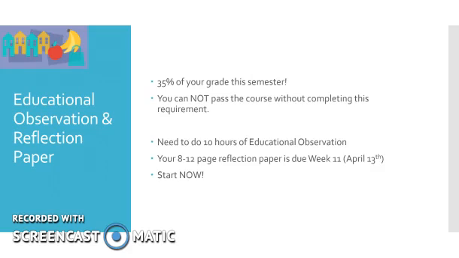The educational observation and reflection paper is one of the big assignments for the course, actually the biggest assignment for the course. It's going to be 35% of your grade this semester, and you cannot pass the course without completing this requirement. You're going to need to do 10 hours of educational observation. Your 8 to 12 page reflection paper is due in week 11 on April 13th. You're going to want to start now, or as soon as possible, getting this observation and reflection paper going.